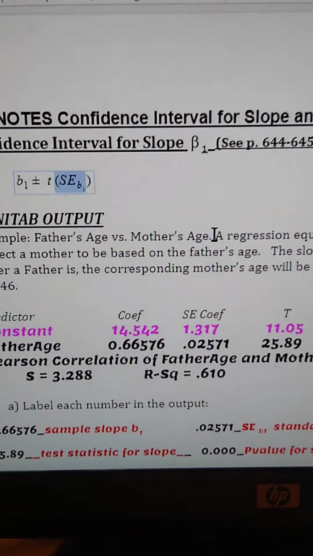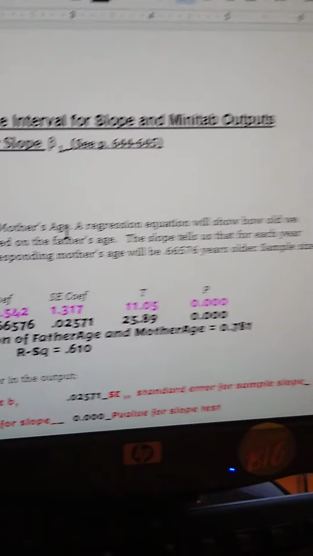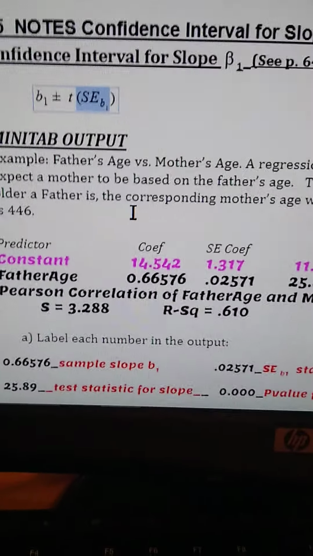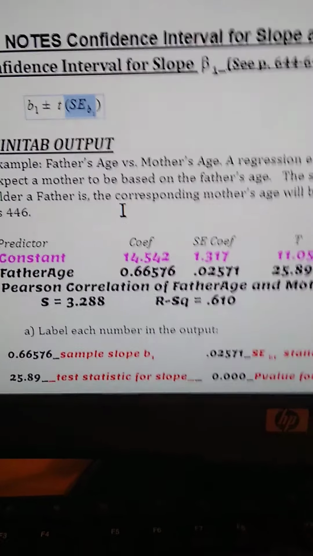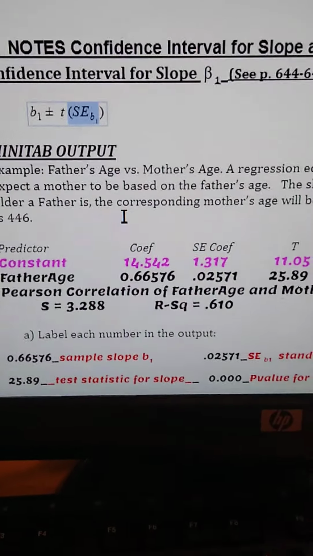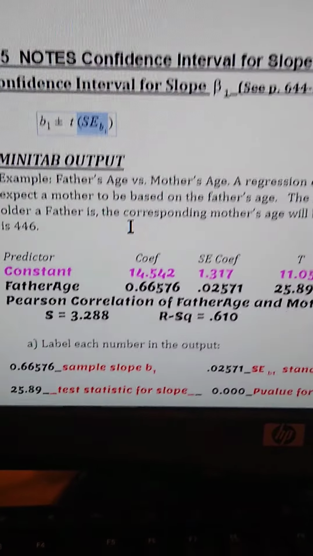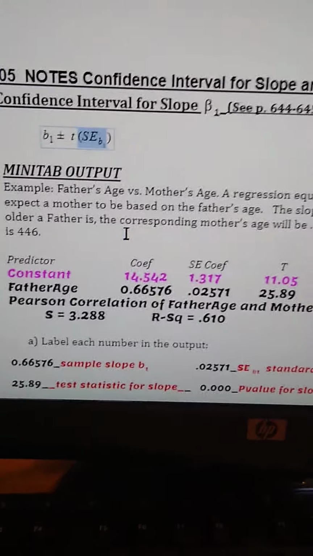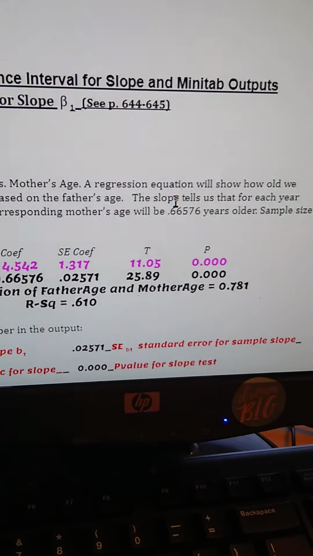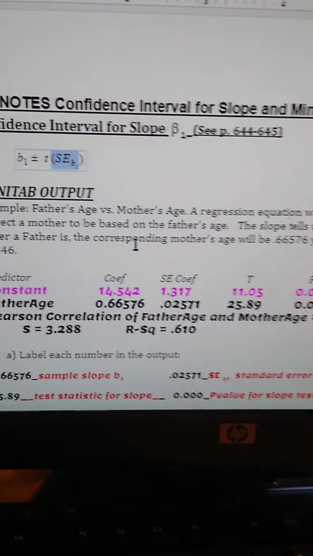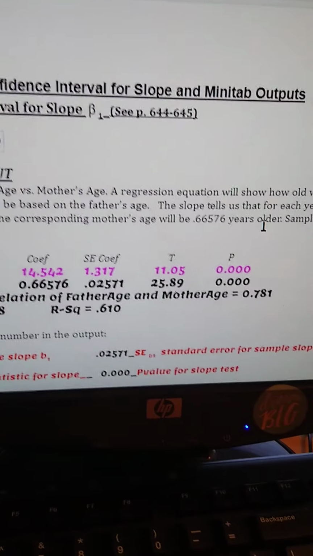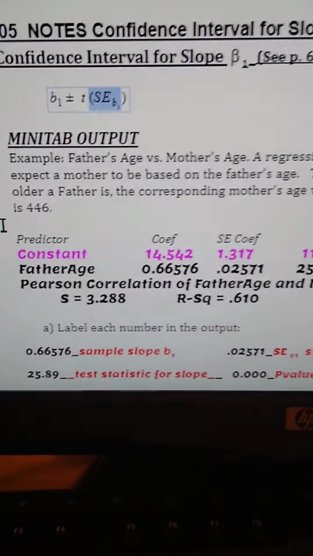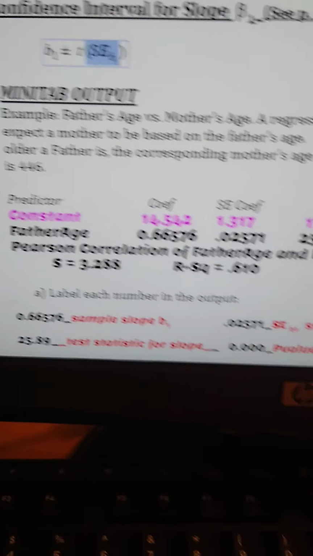Father's age versus mother's age. The regression equation will show how old we expect a mother to be based on the father's age. So we have all these data points from a sample. Father's age is the X number, corresponding mother's age is the Y. The regression equation will tell us on average what we expect the mother's age to be. The slope tells us that for each year older a father is, the corresponding mother's age will be 0.66576 years older. Sample size is 446, so again, very large. We're going to basically be using Z here because it's so large.